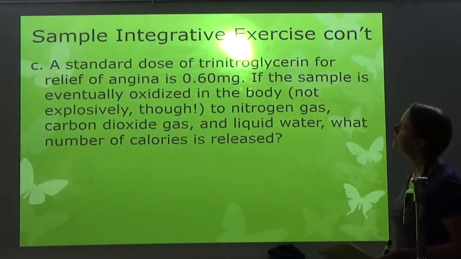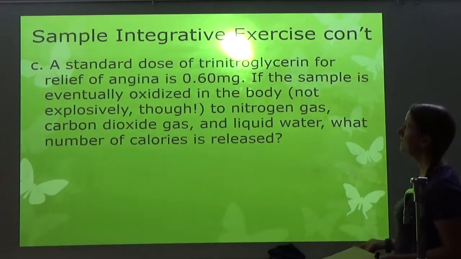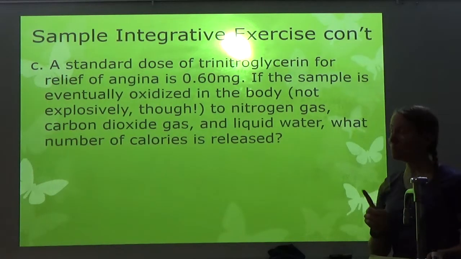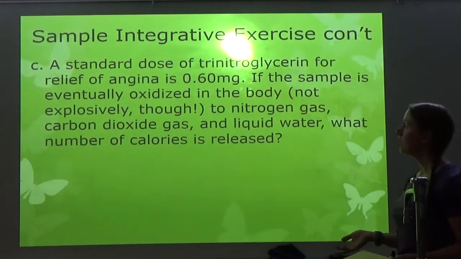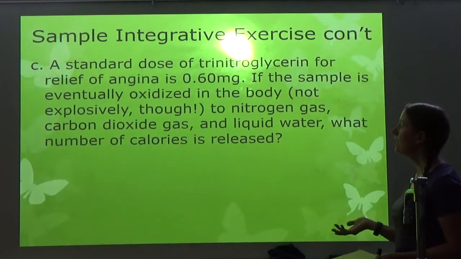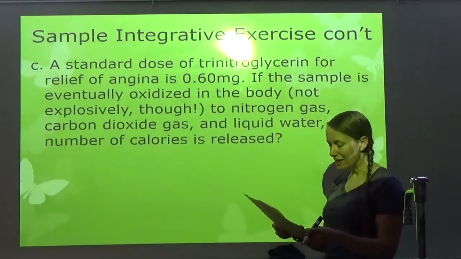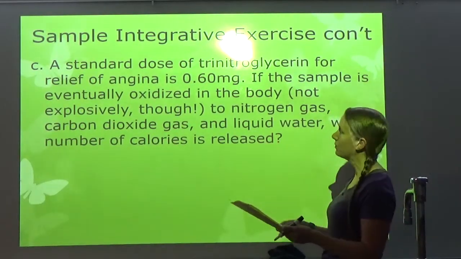All right, so it says a standard dose of trinitroglycerin for the relief of angina is 0.6 milligrams. If the sample is eventually oxidized in the body, not explosively though, to nitrogen gas, carbon dioxide gas, and liquid water, what is the number of calories released? Okay, so we just calculated our delta H, so we are going to need that from our previous one, but I'll just rewrite it when we get to it.